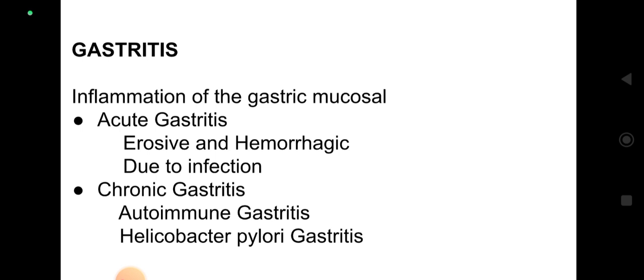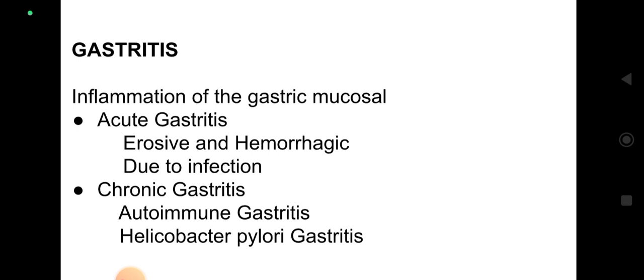Now comes our next disease, gastritis. Gastritis is a histological diagnosis characterized by inflammation of the gastric mucosa. The following types of gastritis are acute and chronic. Acute gastritis is usually erosive and hemorrhagic. It can also be due to infection. So we will first know about the erosive and hemorrhagic type. Its main causes are drugs, alcohol, stress due to severe illness, and congestive gastropathy due to portal hypertension.